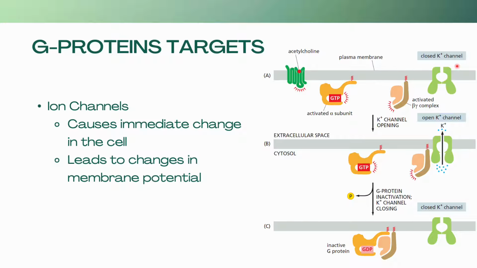So here we have an example of a potassium channel which is still closed, and it is activated by the beta-gamma complex of our G protein. Once the alpha subunit becomes inactivated, the three subunits reassemble and the beta-gamma subunit detaches from our potassium channel. In doing so, it also inactivates the potassium channel by closing it.